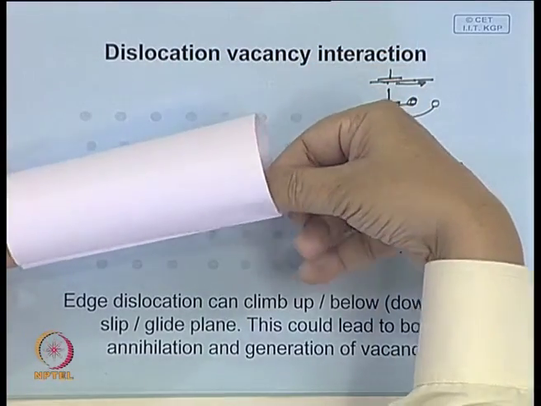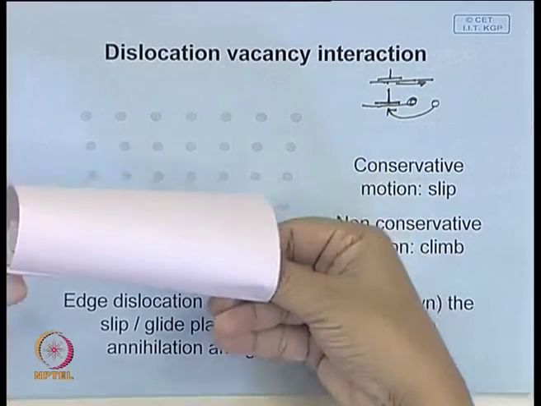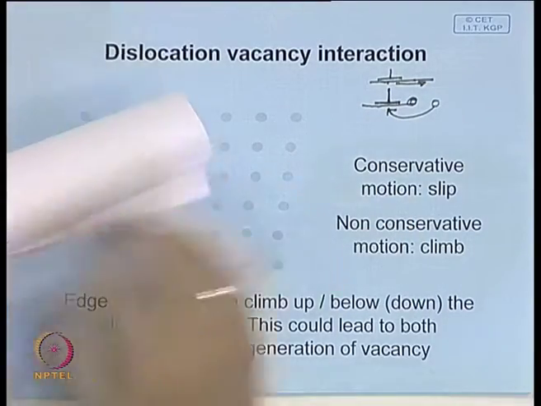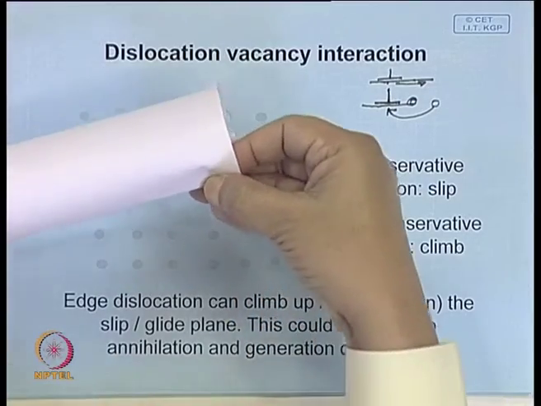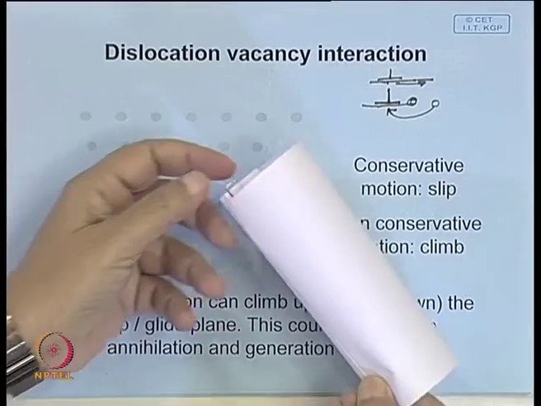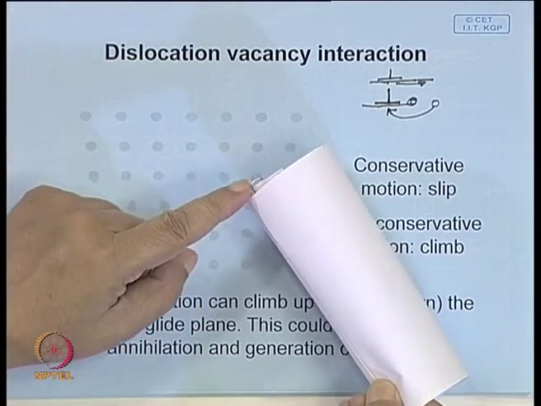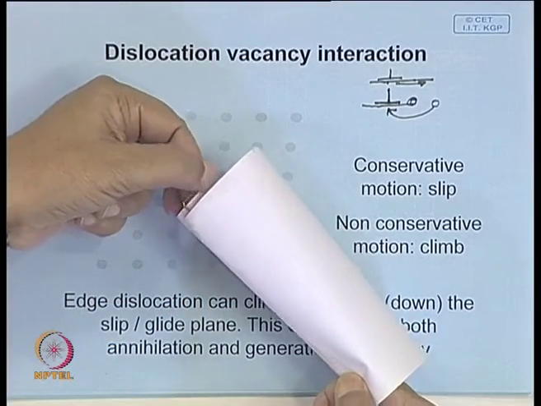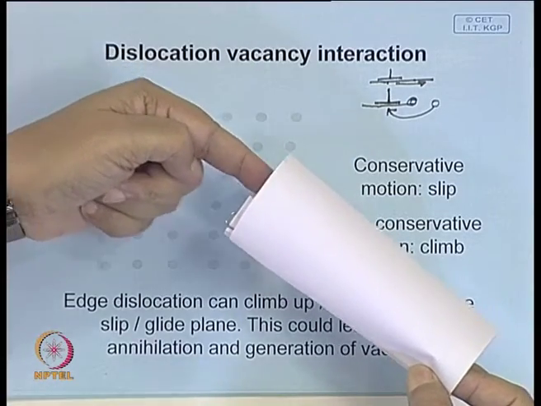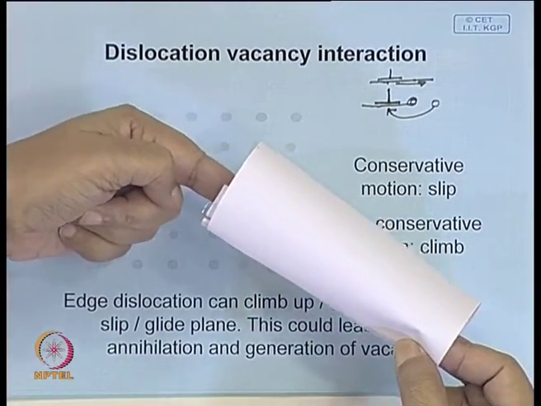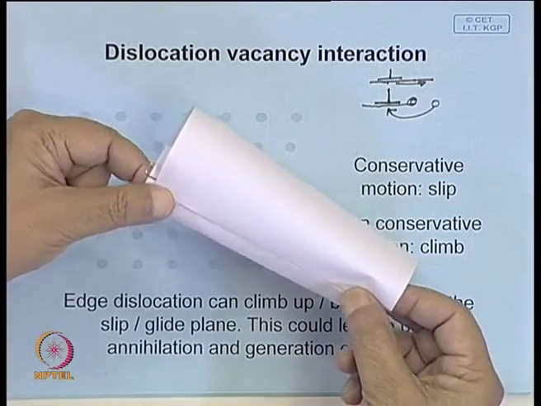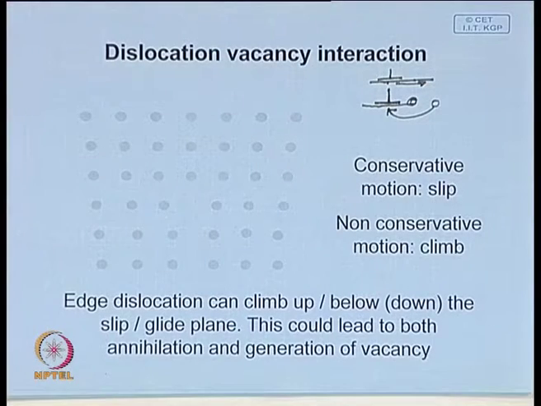In the same way you can also visualize a screw dislocation. In a screw dislocation, the displacement is along the axis. So, here is the step that is forming. You have this axis, the screw dislocation is along the axis of the cylinder, and this displacement is the Burgers vector.